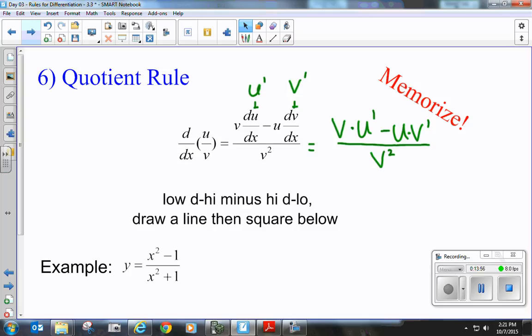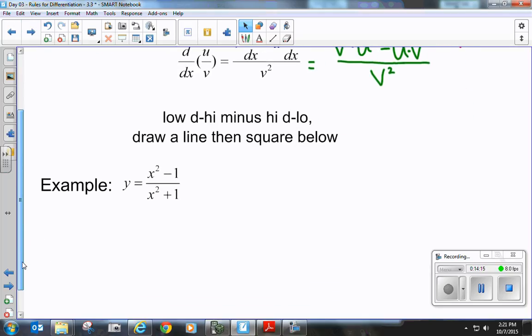Now, if you reverse that, because the subtraction order matters, doesn't it? If I was to reverse the top, it would be wrong. Let's say I reverse the saying. I'd say high d low minus low d high, draw a line and square below. It doesn't rhyme. So it has to rhyme. Low d high minus high d low, draw a line and square below. So how do I do this one?